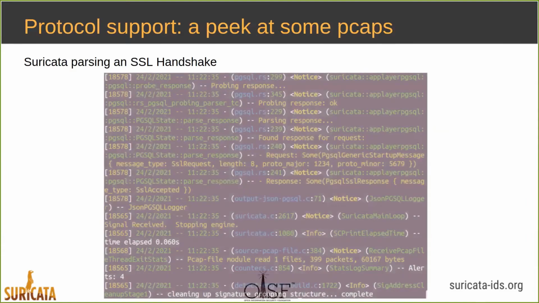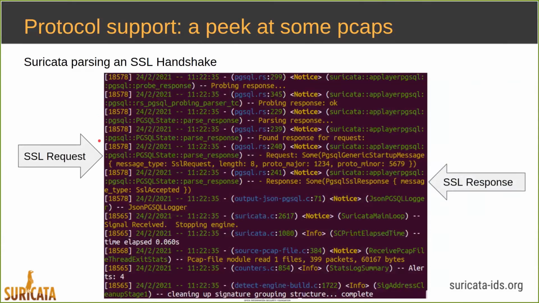And here, Suricata parses the SSL request. We see here the message type is an SSL request, the dummy protocol version that tells the server that this is a request, and here we get an answer, SSL accepted.